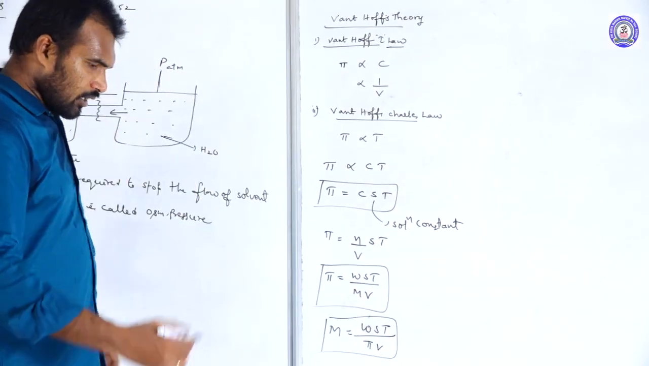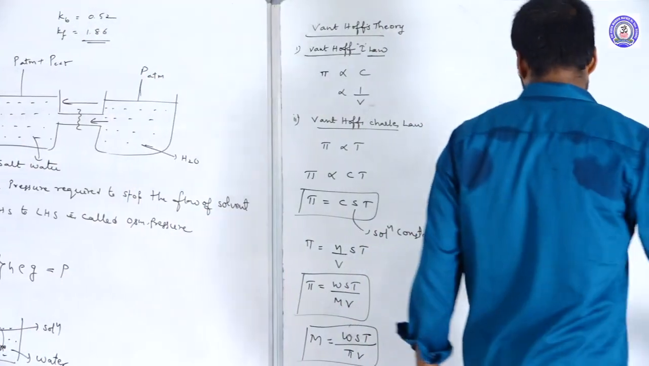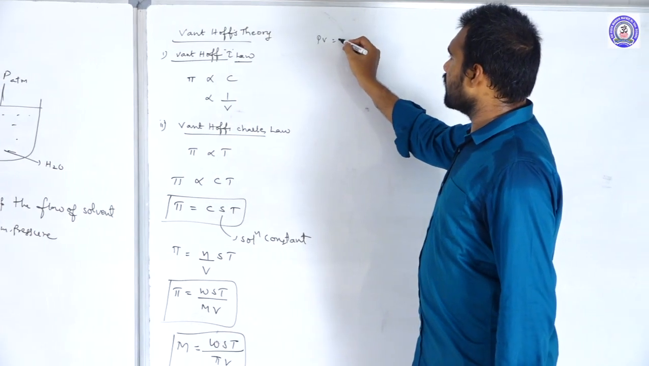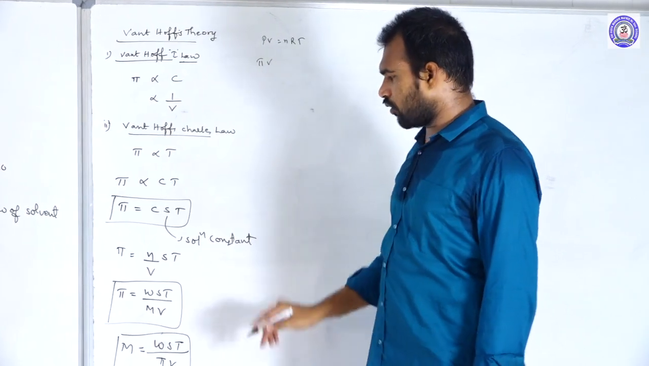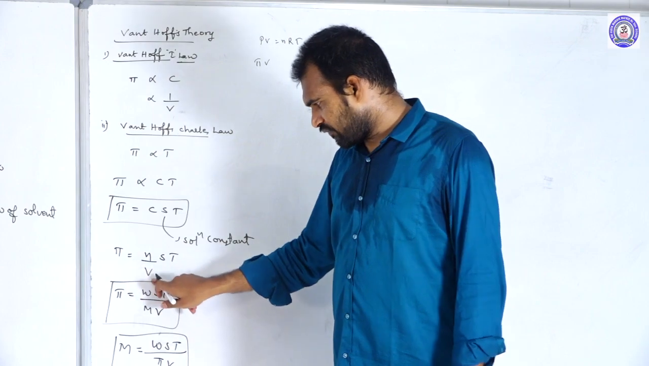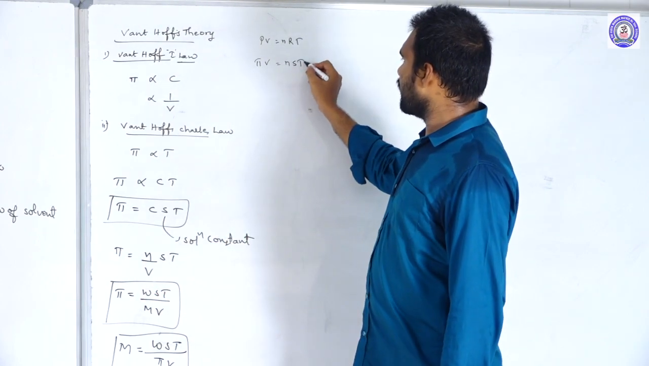Van 't Hoff's equation: as we know, the gas constant and the ideal gas equation. What is the ideal gas equation? PV is equal to nRT. Same as that, here also, πV is equal to nST. So here we can write, you bring V to this side, remaining is what? π is equal to CST.